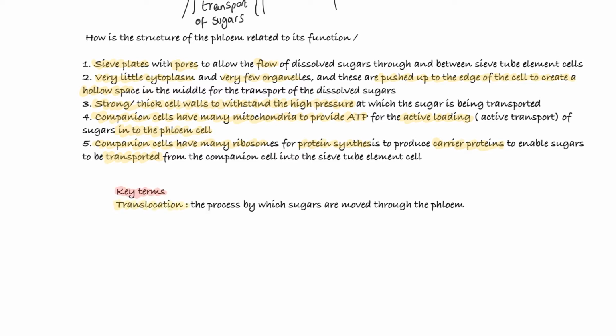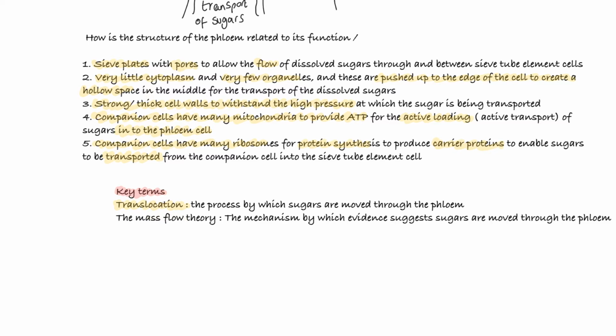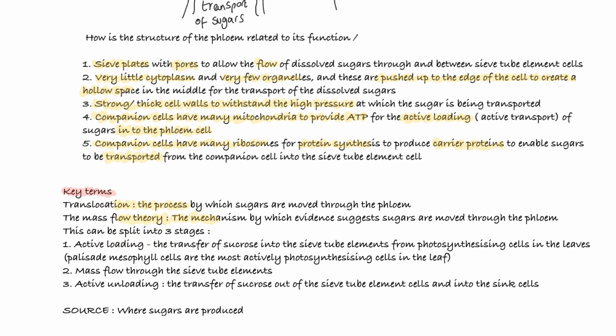The current accepted thinking about how sugars are moved through the phloem is called the mass flow theory. We can split this into 3 stages. The first is the loading, so the transport of sucrose into the sieve tube elements from the photosynthesizing tissue. The second is the flow of the sugar through the sieve tube elements. And then the third is the unloading, so the transfer of the sucrose from the sieve tube elements into the storage cells, or any cell which is receiving the sugar.